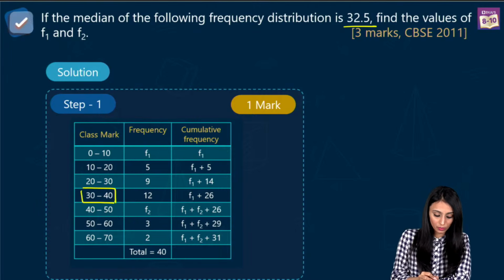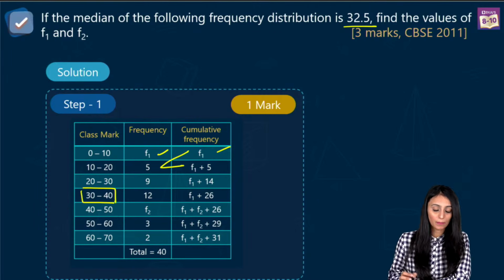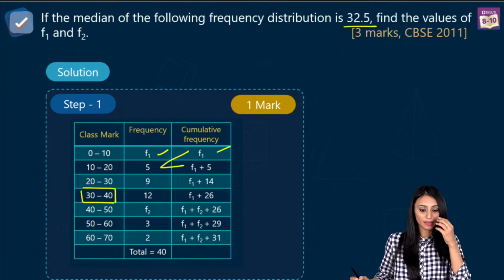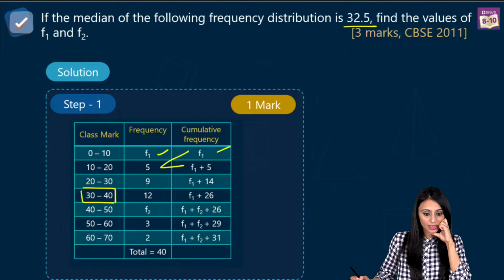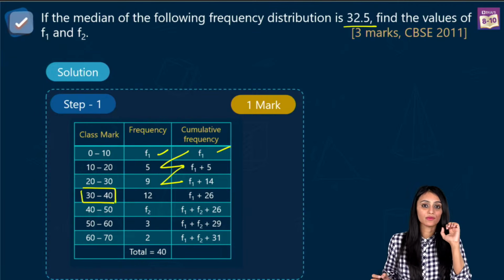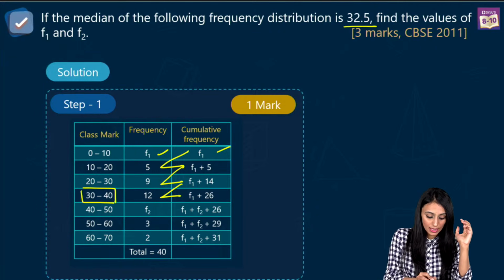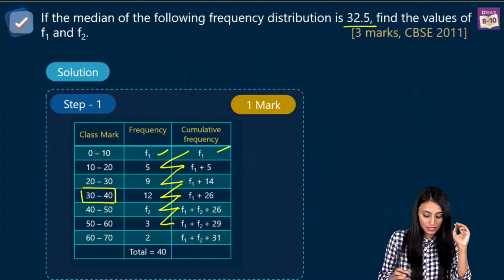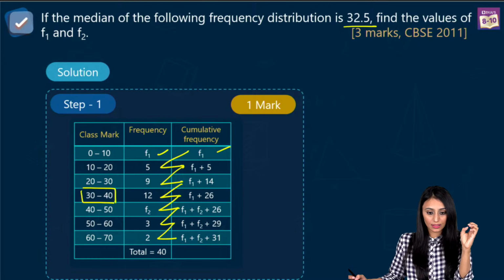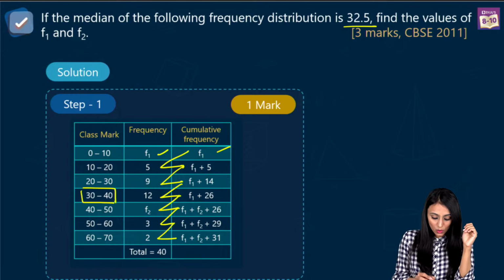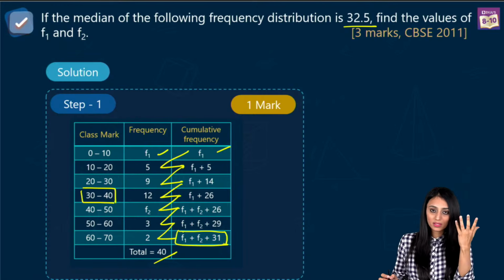First, let's find out the cumulative frequency. First would be F1. Then you add them up, you get F1 plus 5. No, we cannot use the step deviation method. I just said this: two methods you can use, direct one and assumed mean. Then F1 plus 5 plus 9, F1 plus 14. Then you add this up, F1 plus 26. Add them up: F1 plus F2 plus 26, F1 plus F2 plus 29, F1 plus F2 plus 31. So we know one thing: this would be equal to 40, because it is nothing but the sum of all the frequencies.